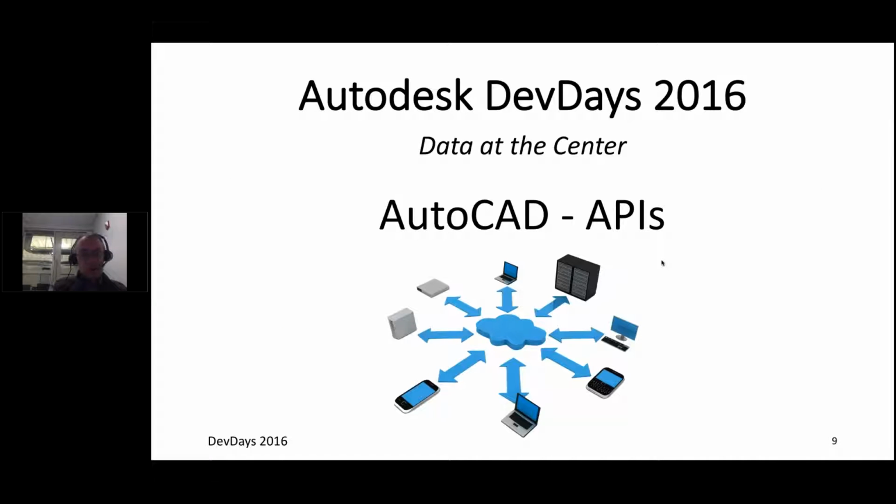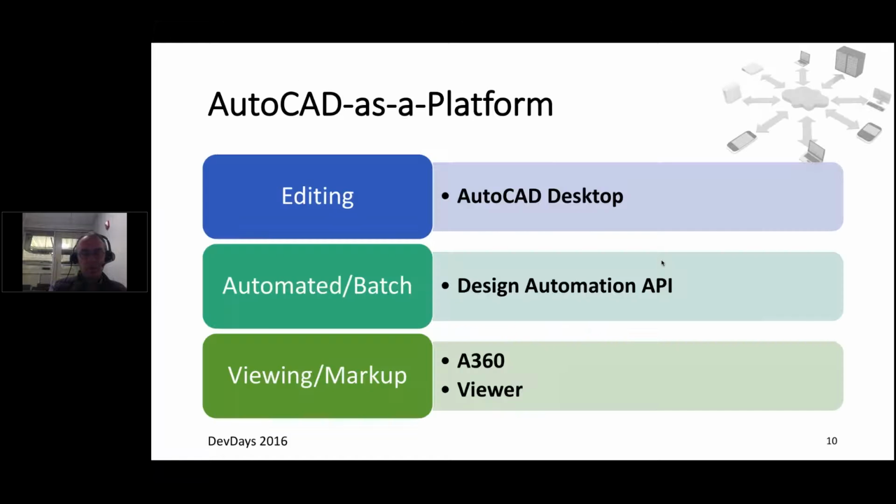Which brings us to the APIs. So just as a reminder, we have various ways of interacting with DWGs. In terms of editing, that means a user actually doing stuff on screen with his mouse. We obviously have the Autodesk desktop product, and that of course exists for Windows and Mac. But we also have other options available.